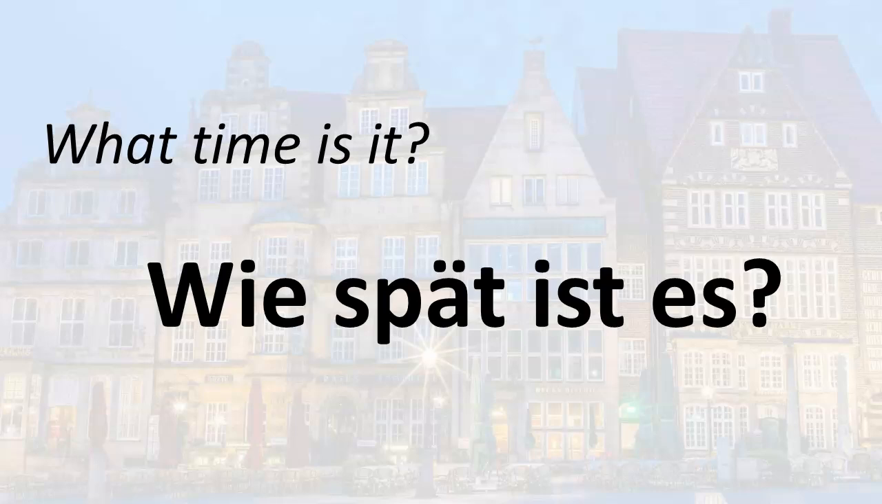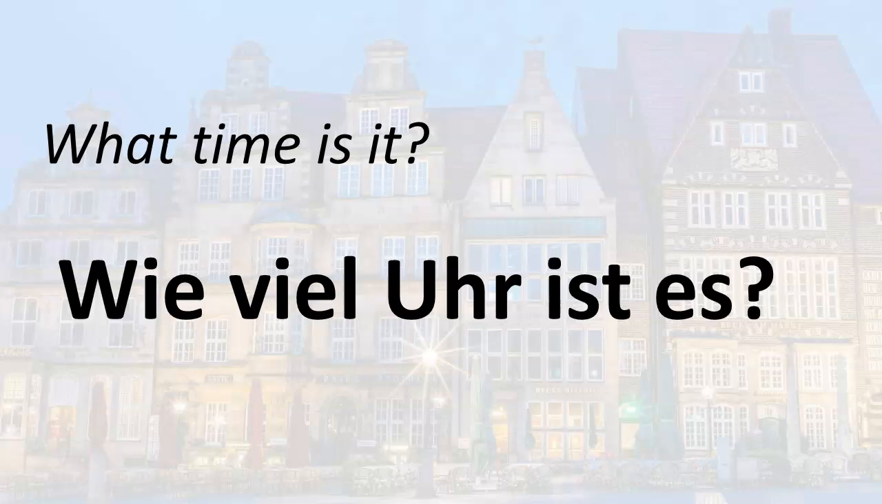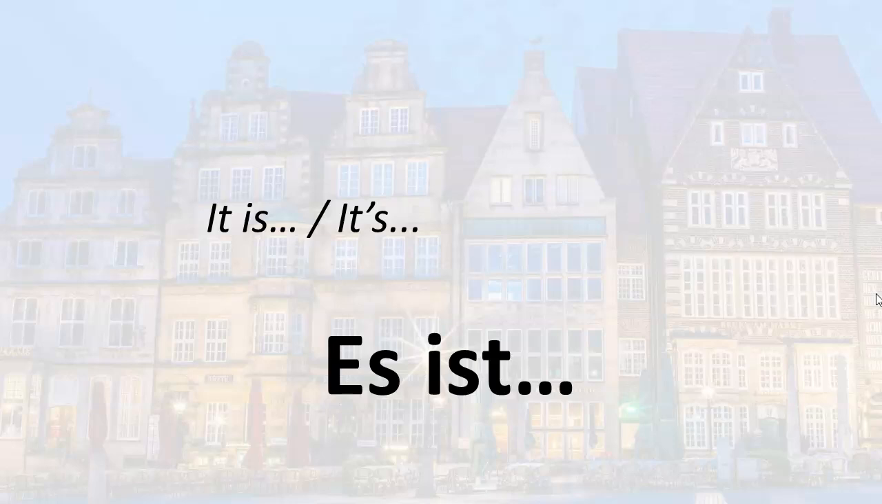To ask the question, what time is it in German, there are two ways that Germans usually ask this question. You can either say literally, how late is it? Wie spät ist es? The word spät means late. Or you can ask the question literally, how much hour is it? Wie viel Uhr ist es? To say it is, the formula is es ist, which literally means it is.